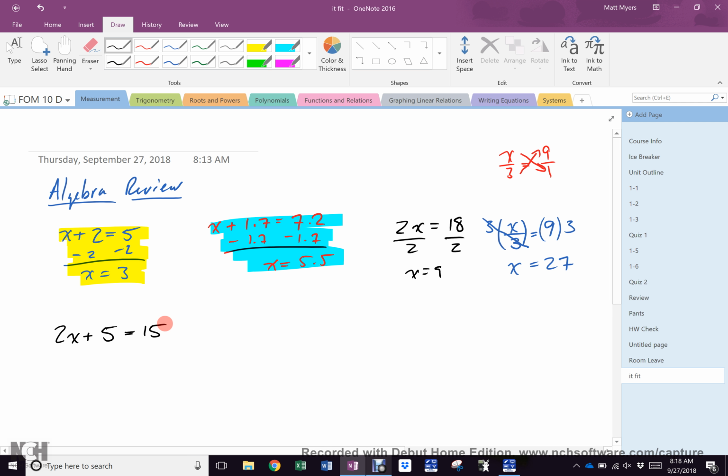Dan. There. 15 minus 5. Not minus 15, you doofus. Minus 5 minus 5. 2x equals 10. Then what? Austin. Divide by 2. And x equals 5. Yeah? Yeah. Okay.